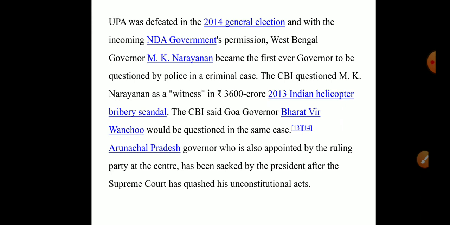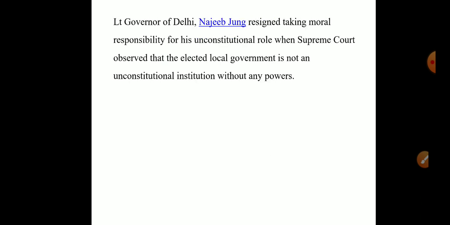The Arunachal Pradesh Governor, who is also appointed by the ruling party at the center, was sacked by the president after the Supreme Court quashed his unconstitutional act. So some acts have happened thus. The Lieutenant Governor of Delhi, Najeeb Jung, resigned, taking moral responsibility for his unconstitutional role, when the Supreme Court observed that the elected local government is not an institution without any powers. So in that case, he himself resigned. So this was all about the governor.